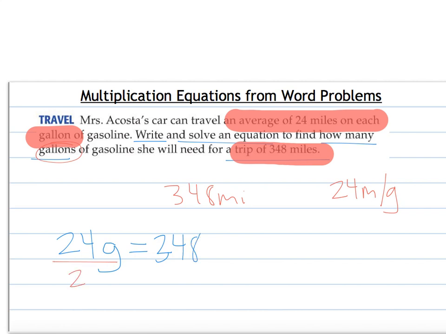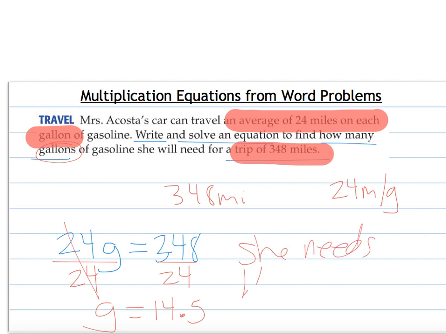So then I really want to figure out, well, how many times does 24 fit in there? And I find out that it's 14 and a half. So she needs 14 and a half gallons to travel 348 miles.